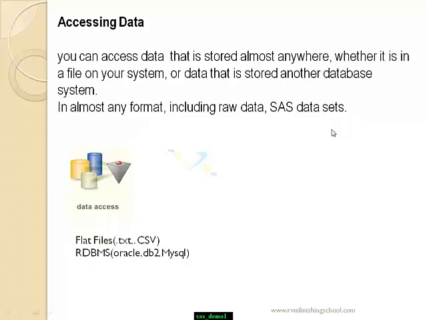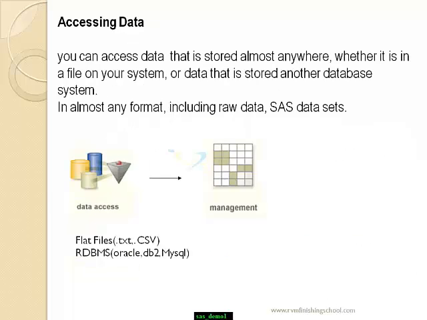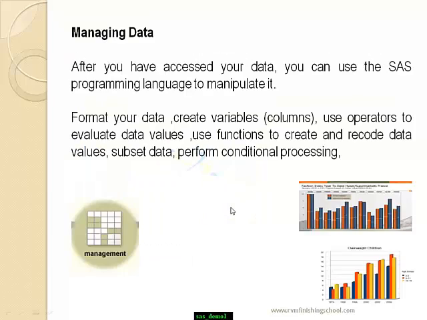Now, accessing data. You can access data that is stored almost anywhere, whether it is in a file on your system or data stored in another database. Like I told you previously, it can be a flat file, a TXT file, a CSV file, which is a comma separated file, or a database like Oracle, DB2, MySQL. You can access these and make them into a SAS data set.